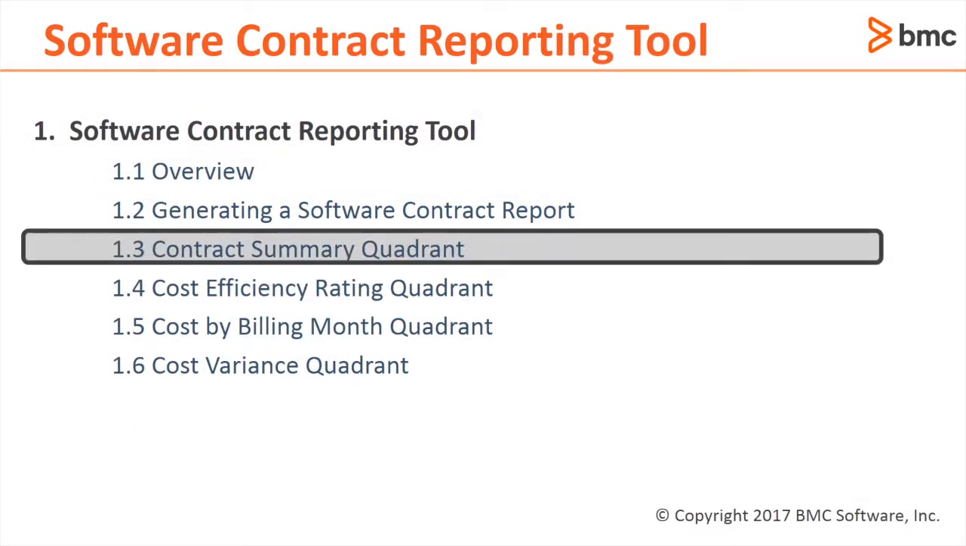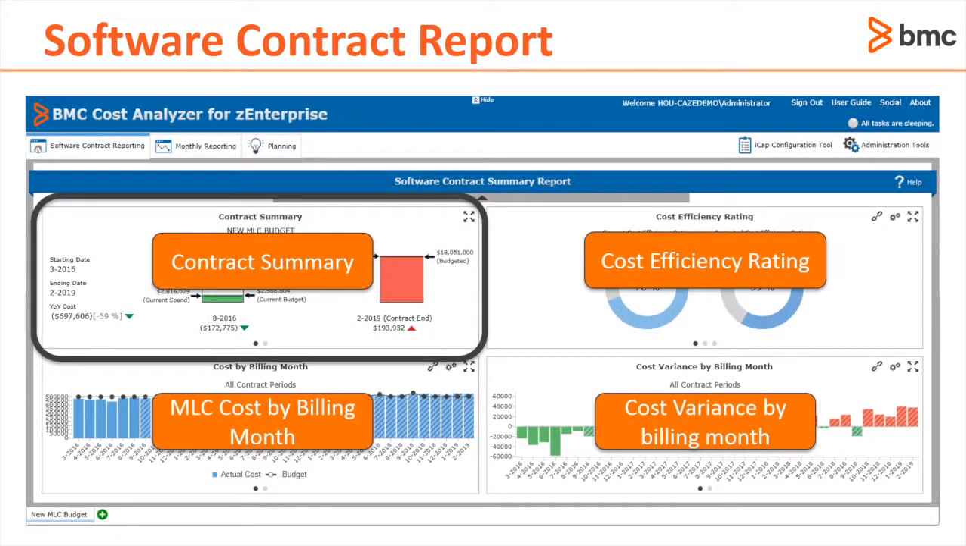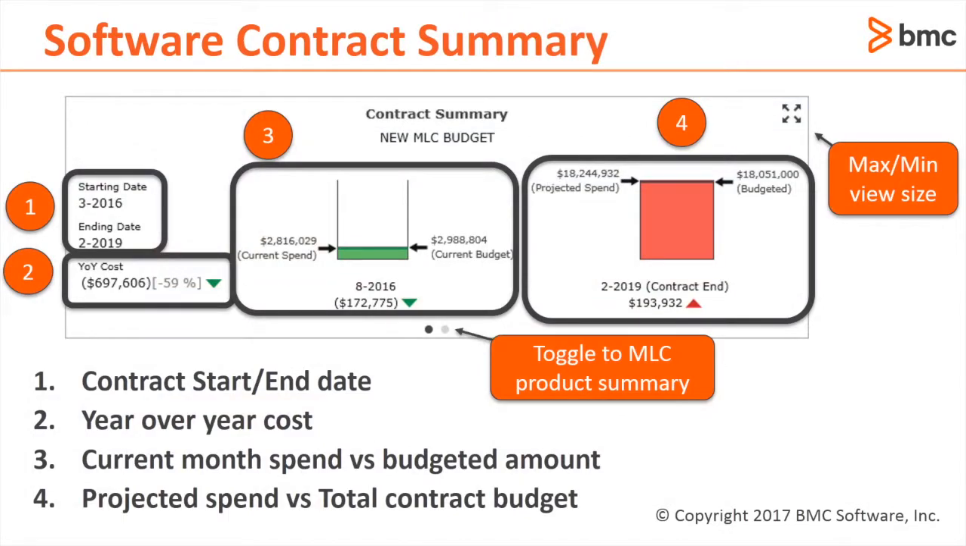Let's take a quick tour of the Contract Summary Quadrant. The Contract Summary Quadrant displays a chart which compares current spending against budgeted amounts and the projected total cost against the budget for the entire term of the contract. On the left-hand side of this display, highlighted as 1 and 2, we have the contract start and end dates and the year-over-year costs. This year-over-year cost shows how much the cost has changed between years.